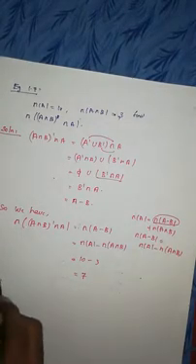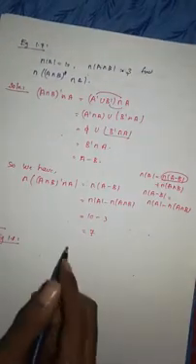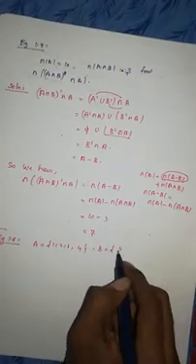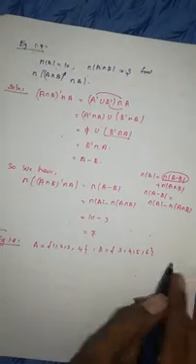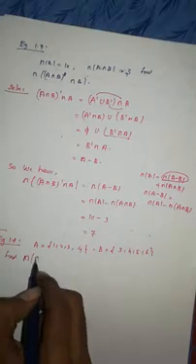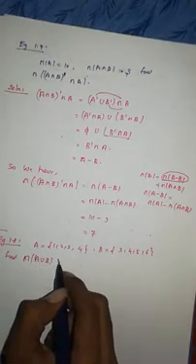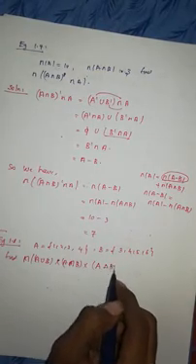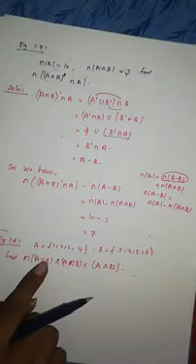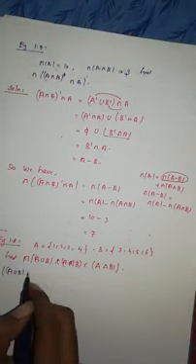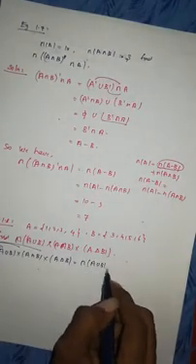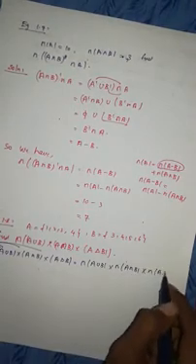Example 1.8. A is equal to {1, 2, 3, 4}. B is equal to {3, 4, 5, 6}. Find n(A union B) into (A intersection B) into (A delta B). It's very simple. I can multiply n here, as in the previous class: n(A union B) into n(A intersection B) into n(A delta B).